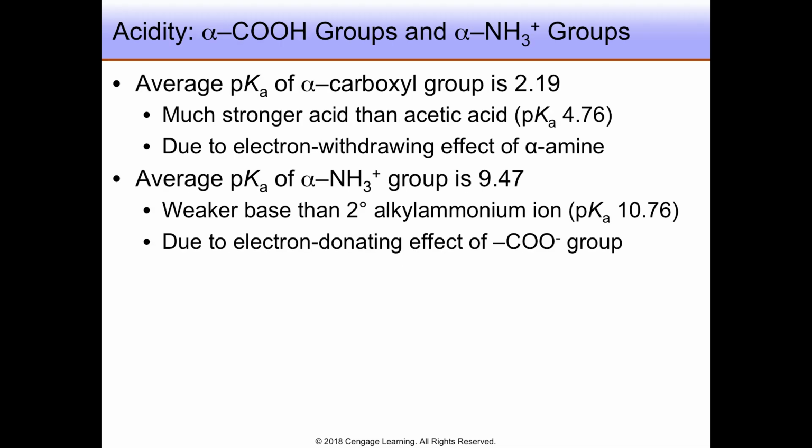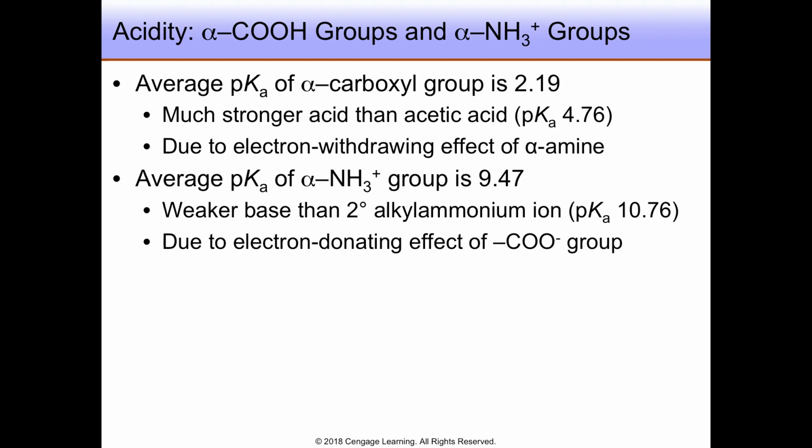Let's consider for a moment the acid and base properties of every amino acid. Each has an alpha carboxyl group whose pKa is on the average of 2.2, though individual values vary due to the nature and influence of the side chain. If we compare this pKa to that of acetic acid, whose pKa is 4.76, the alpha carboxyl group is a much stronger acid. That is, it more readily releases its proton. Why is this true? It's because of the electron withdrawing effect of the alpha amine.